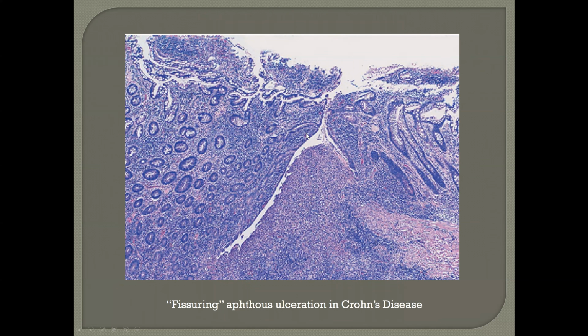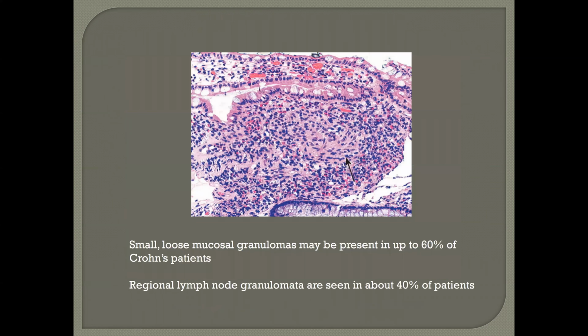Here's an example of one of these fissuring ulcerations in Crohn's disease, a deep crack extending into the submucosa that ultimately can extend all the way through the wall. Occasionally, you'll find loose granulomas in the mucosa in these patients. Lymph node granulomas are also seen to a lesser degree, and that is helpful in the diagnosis, but it's really the distribution of the disease and the overall pattern of the inflammation. Granulomas are not required.